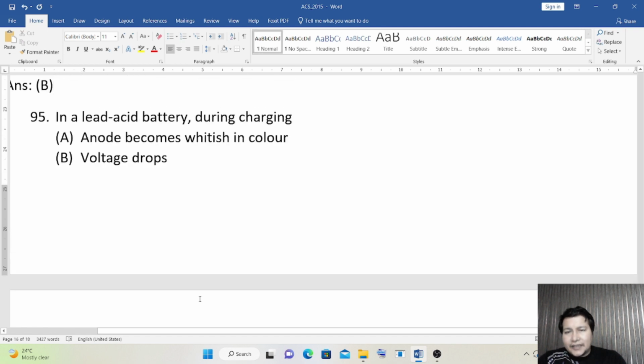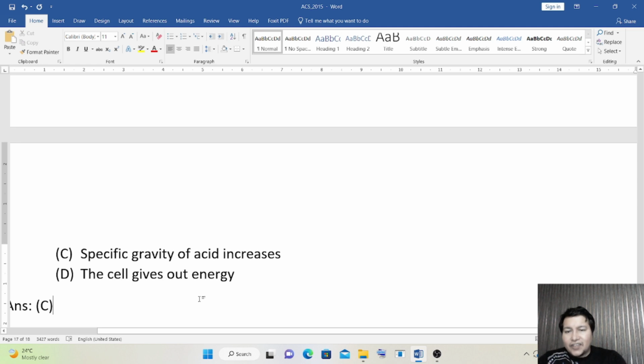In a lead acid battery during charging, anode becomes whitish in color; voltage drops; specific gravity of acid increases; the cell gives out energy. Option C is the correct answer.